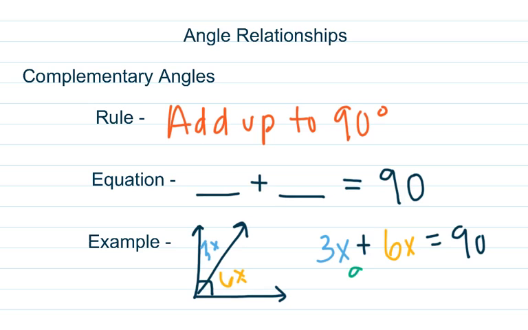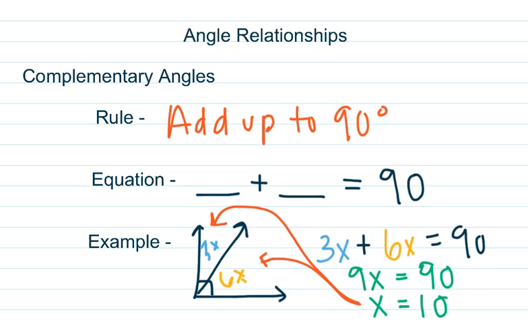So we have 3x plus 6x is equal to 9x, and that is equal to 90. And in the end, we divide by 9 to get x is equal to 10. Now, if it was asking for a missing angle measure, you would just take that x and plug it back into whichever one it is asking for.